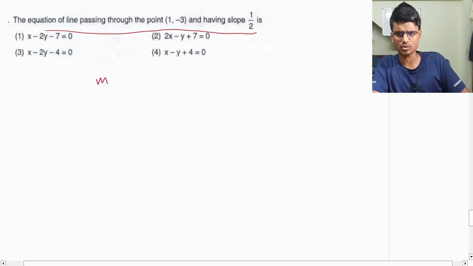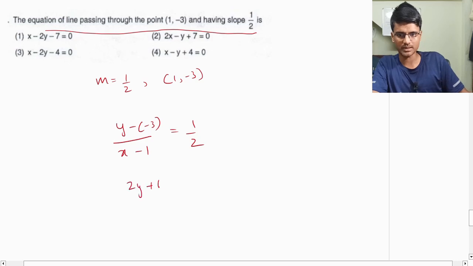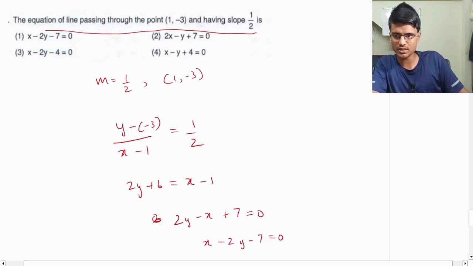The equation of the line passing through the point and having slope, directly given. They have given us the slope, it is 1 by 2, and the point also they have given us. So directly I can apply the point slope form here. y minus of minus 3, that is y plus 3, times... x minus 1 is equal to the slope. So this is nothing but 2y plus 6 is equal to x minus 1. So 2y minus x plus 7 is equal to 0. This is nothing but x minus 2y minus 7 equal to 0. So the correct answer is option A.